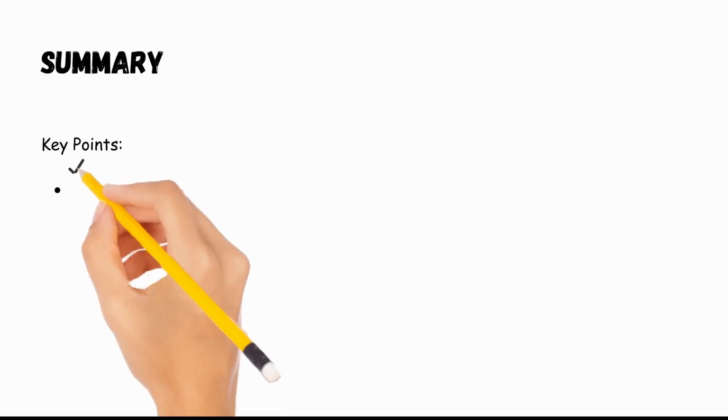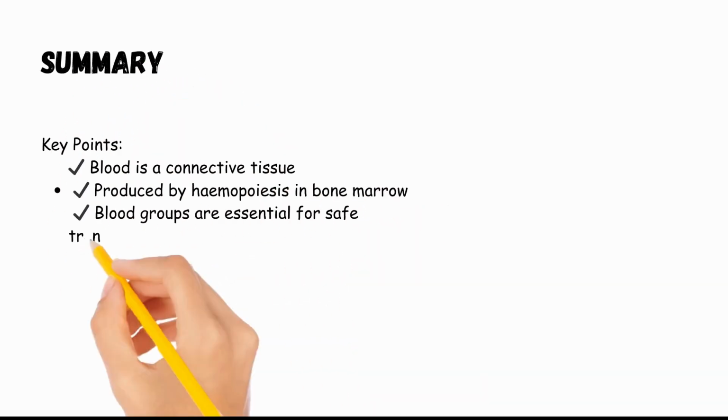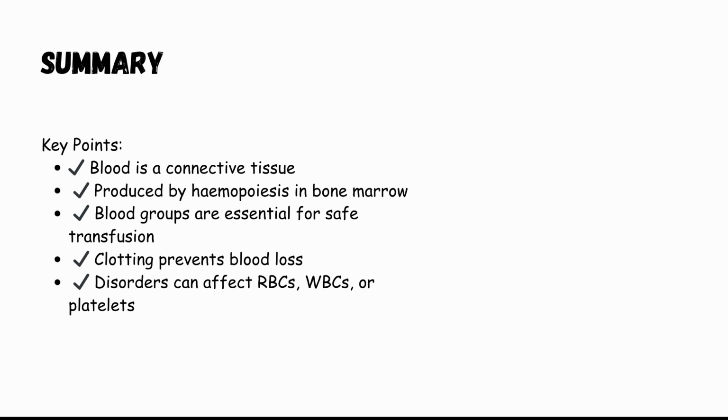To summarize, blood is a vital connective tissue. It is produced through haemopoiesis in bone marrow. Blood groups are essential for safe transfusion. Clotting prevents excessive blood loss. Disorders of blood components can be life-threatening. A strong understanding of this system is essential for clinical practice.